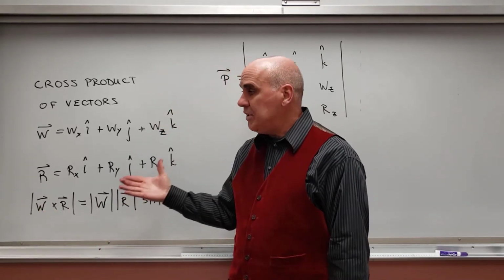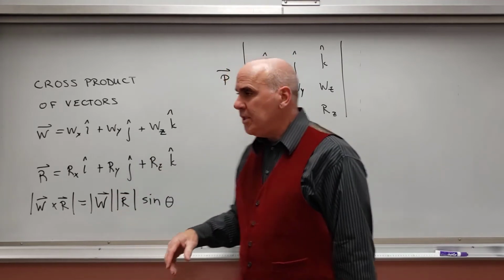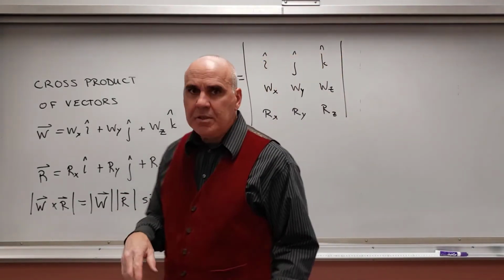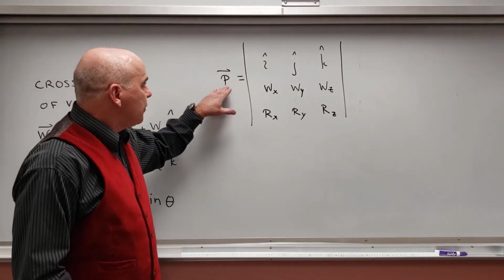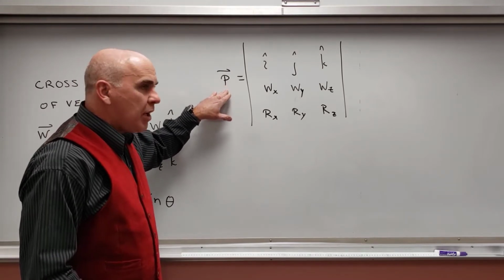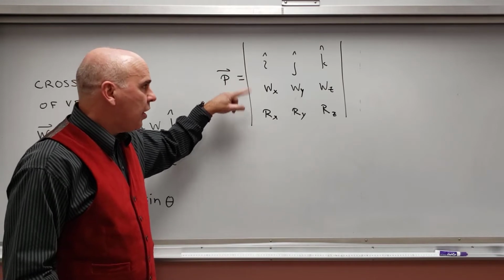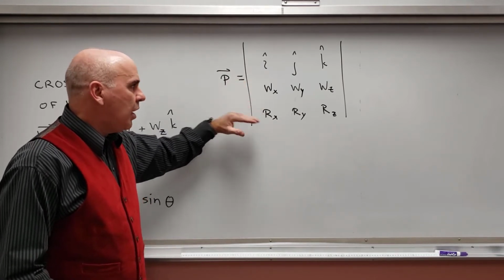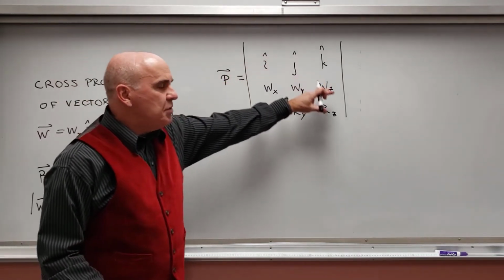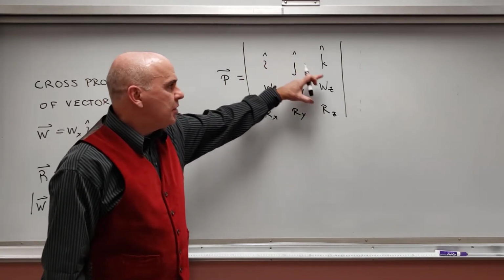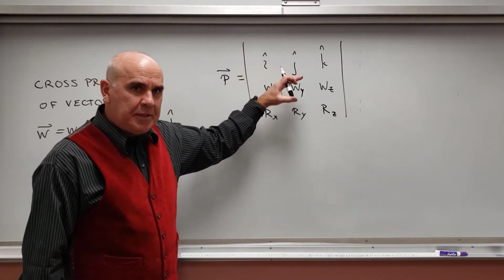But let's find the cross product of the two vectors. Remember that was purple in color when I used the strings. So the purple vector is the cross product of W times R, W cross R. And we do this by use of a determinant. So if you haven't used determinants, I'll show you what we get here in just a minute.